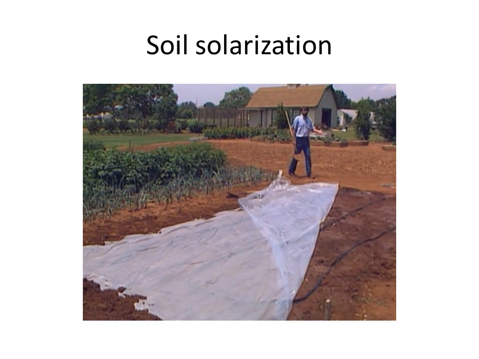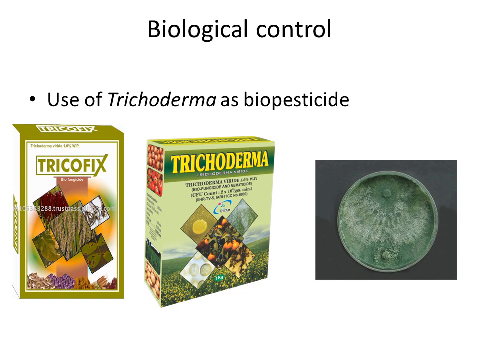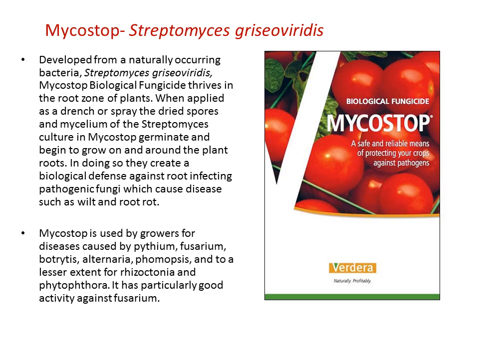In that particular duration, we could see the entire field get sterilized. That is called soil solarization. Another best method is biological control, use of Trichoderma. Trichoderma is one of the best biopesticides. We are going to talk about Trichoderma, its mode of action, and how it is produced, in my previous classes. Use of Trichoderma as a biopesticide.